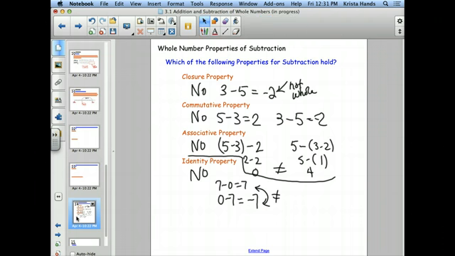And of course, that's sort of interplaying with the idea that I don't have a commutative property, right? So the order doesn't matter on subtraction. So we fail to get any of our properties with whole number subtraction that we had with whole number addition.